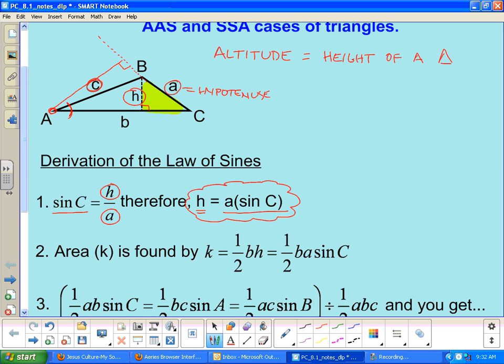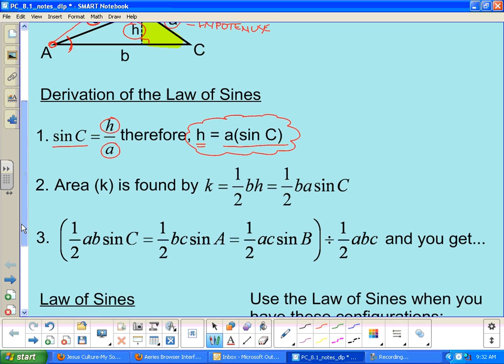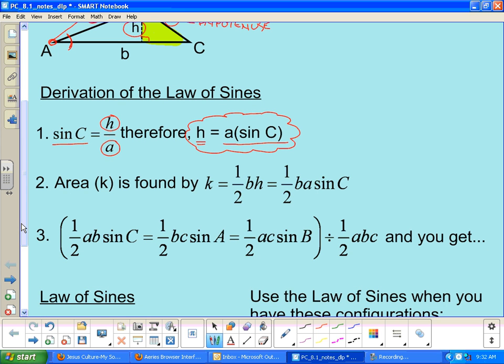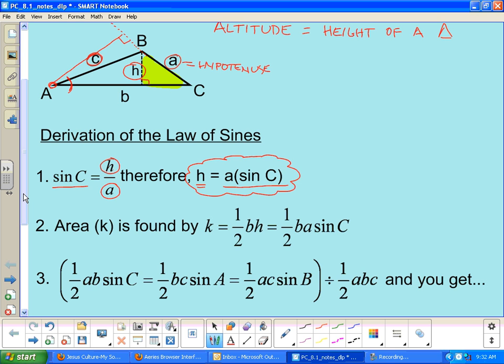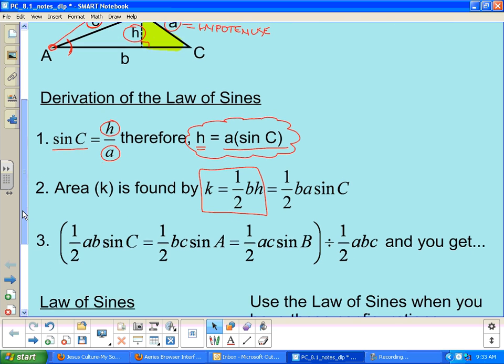So we solve for H. We discover it in terms of a sine. Then we talk about area of a triangle. I hope that we know this already. Did you guys know this formula? Now, we're using K here instead of A to represent area. So area of a triangle, 1/2 base times height. Okay, so the area of a triangle is 1/2 base times height.